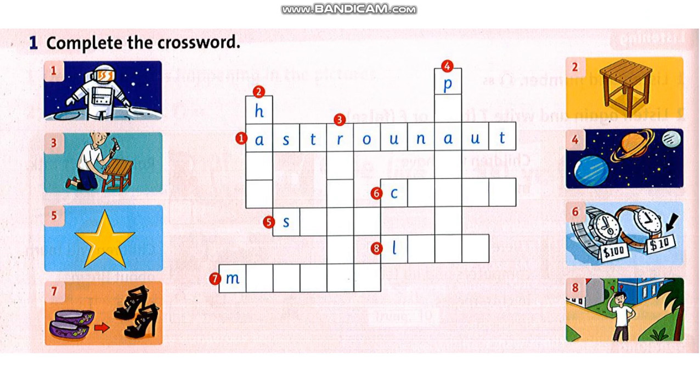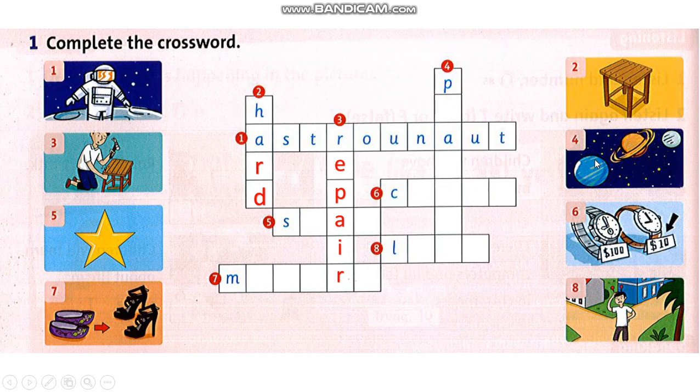Okay, now you open your student book, page 70, and you complete the crossword. Look at picture number 1. For example, astronaut. Number 2. What is the word here? They start with the letters H and A. Can you guess? Very good. It's hard. Picture number 3. We start with the letter R. Can you guess? Exactly. Repair.